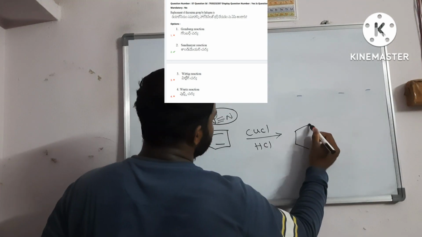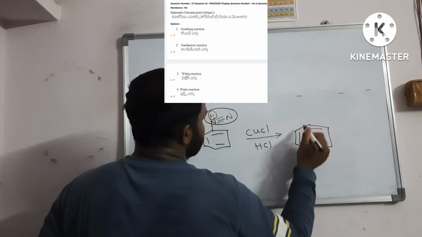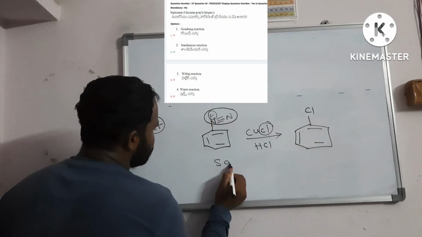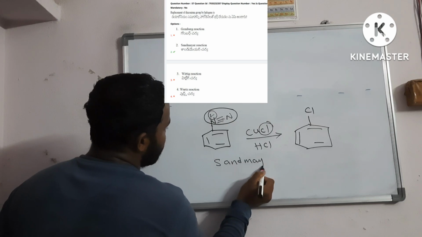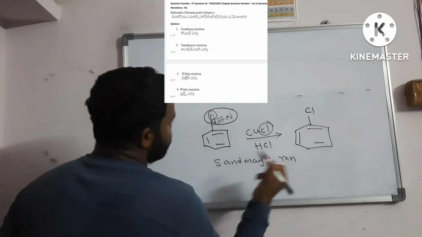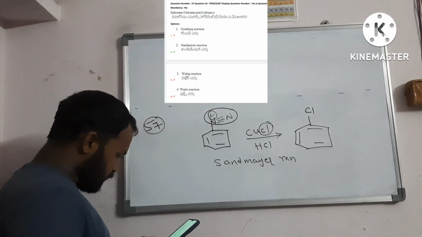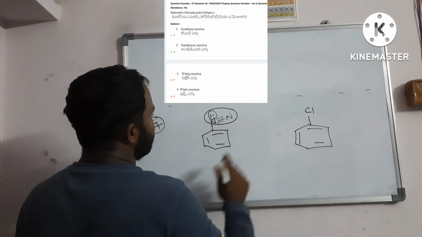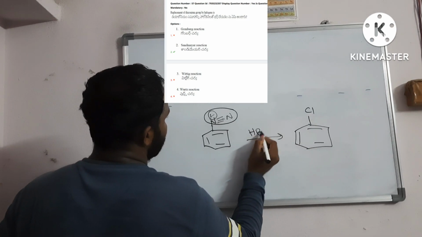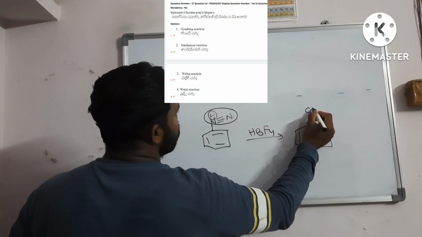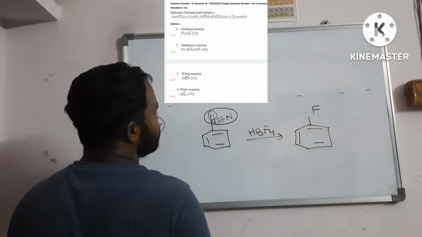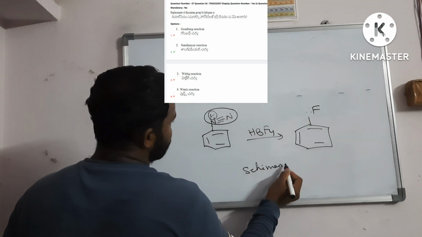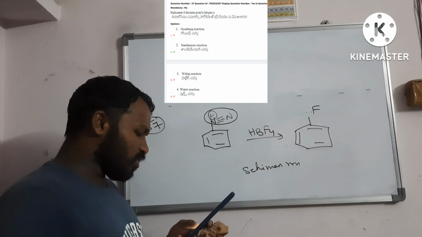So you will get the product where the diazonium is removed. The replacement of diazonium by halide is called the Sandmeyer reaction. Sandmeyer reaction. Option 2 is correct. Similarly, for example, in place of copper chloride, if I take HBF4, you will get only the fluoride. For fluoride, the reagent is HBF4. This is called what? Schiemann reaction. Schiemann reaction, right? In the options they gave the Gomberg reaction.